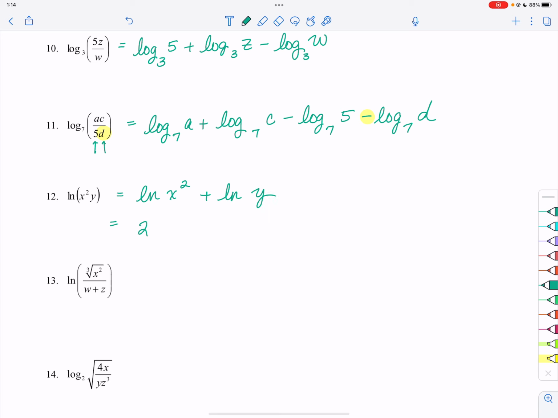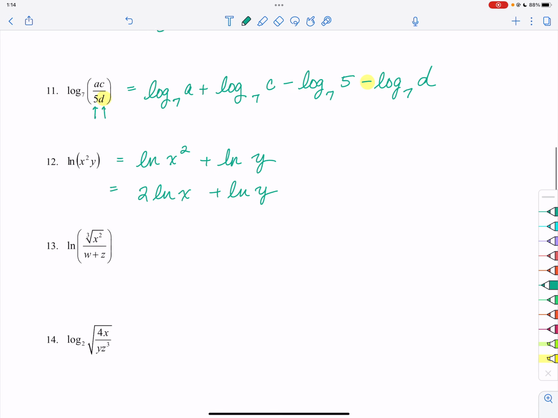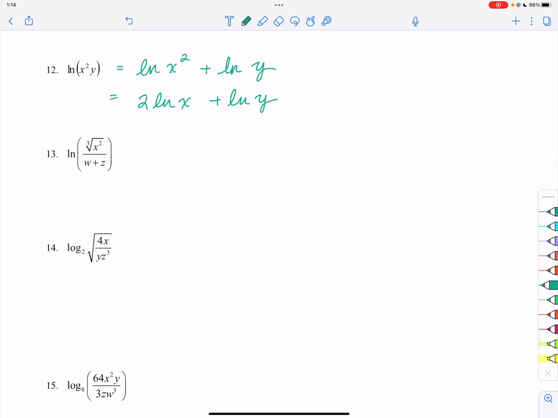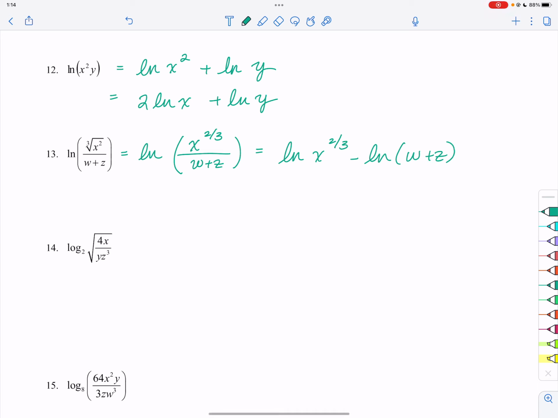And now we can bring that 2 in front as a coefficient. Looking at number 13, we're going to rewrite this as the natural log of x to the 2/3 divided by w plus z. And that's equal to the log of x to the 2/3 minus the natural log of w plus z. And we can now bring that 2/3 in the front as a coefficient.